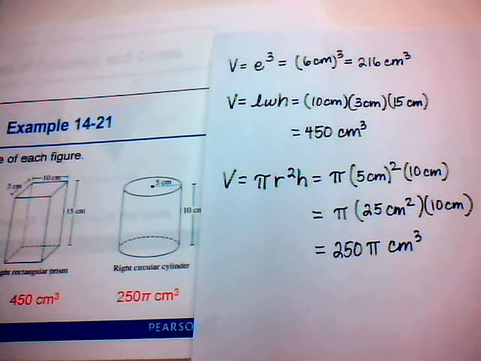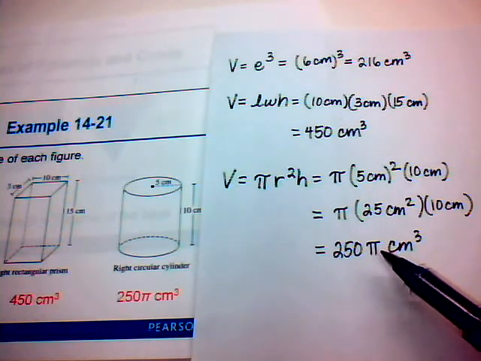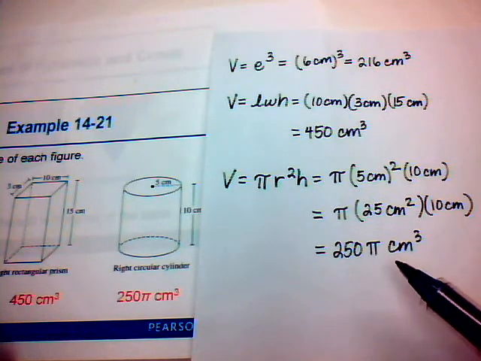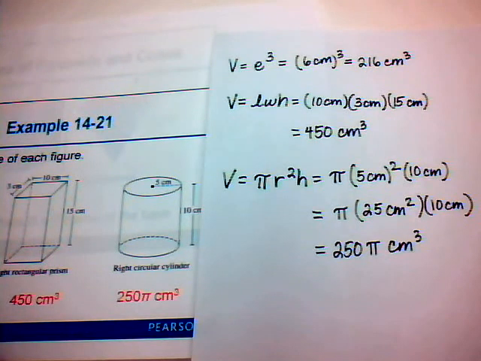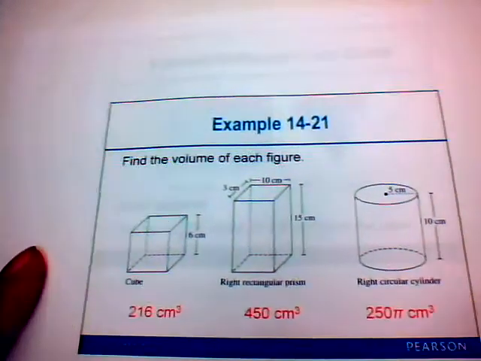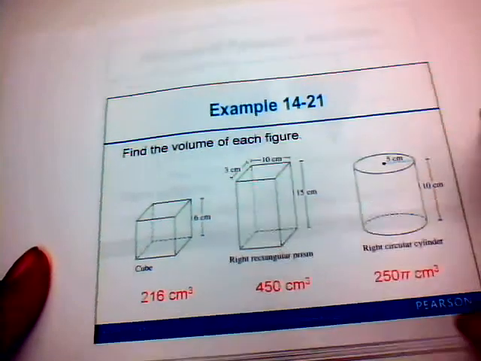Now sometimes they may ask you to use 3.14 for pi. If that's the case, then you'll take 250 and multiply by 3.14 to get your answer in cubic centimeters. If it says leave the answer in terms of pi, then that will be your answer.